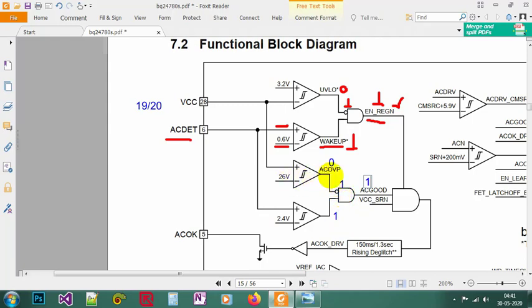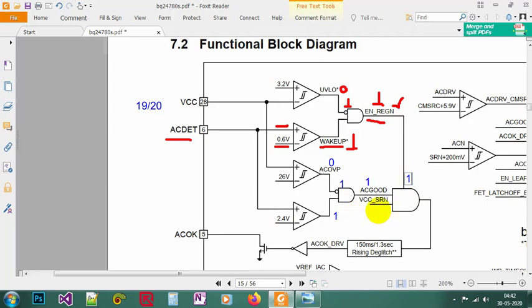Like if AC OVP is high, then you will get a low input for the AND gate for the first input, and the second is your AC detect. If the voltage is more than 2.4, then only you will get a high output from the Schmitt trigger. If it is lower than 2.4 volt, you will get a low output from the Schmitt trigger. So here the AC good is high now, and the enable region is already high here.